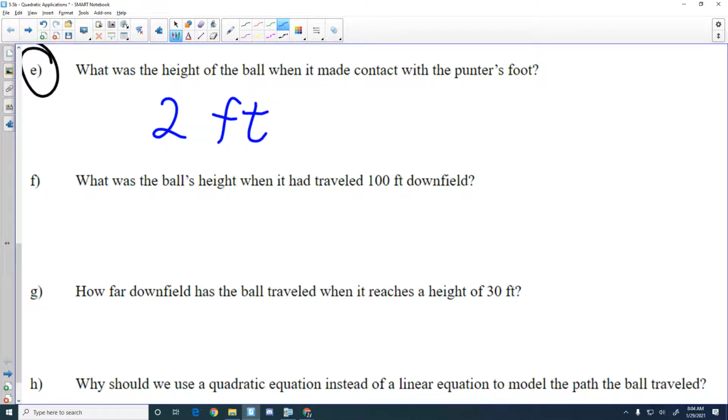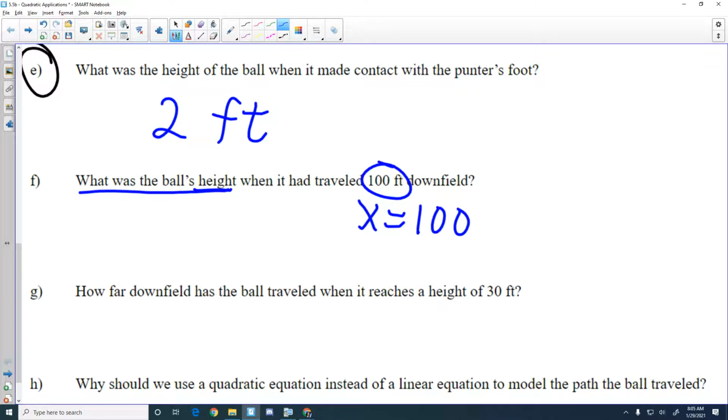2 feet. All right, what was the ball's height when it had traveled 100 feet downfield? Whenever it gives you a number, like this, 100 feet, it's asking what was the height when it traveled 100 feet downfield? Is this 100 going to represent the x or the y on our graph? That 100 feet, is that talking about your x distance or your y distance? Your x, good, because that's the horizontal. It's saying, down the field, when x is 100, what is the height?